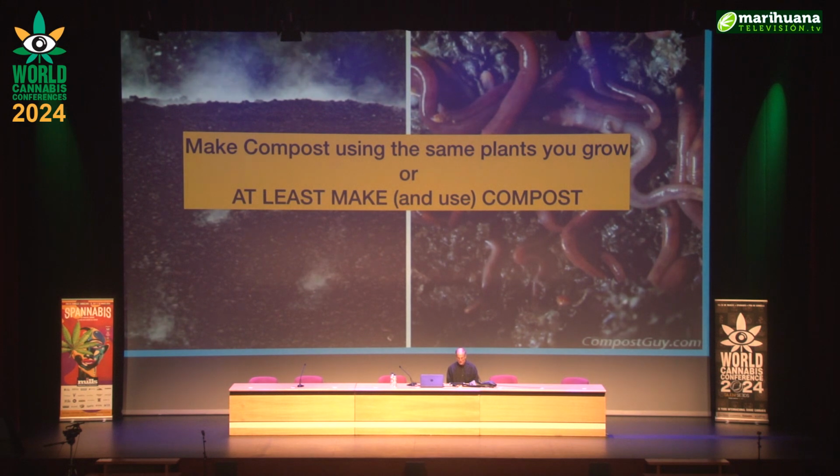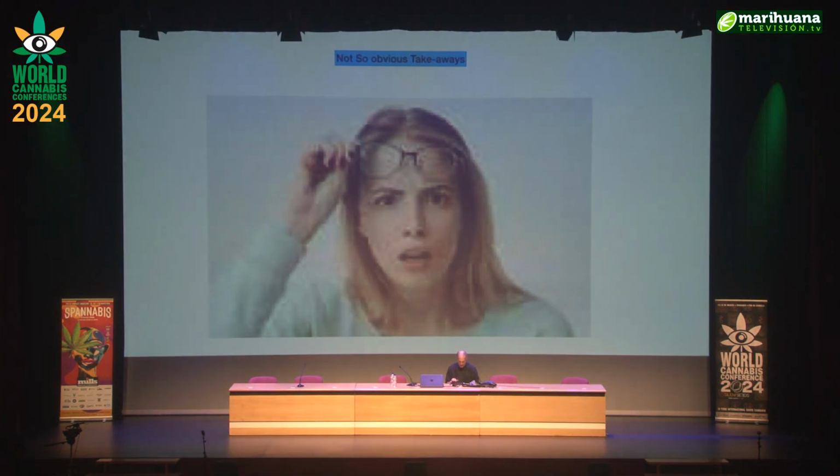It also helps to make compost using the same plant that you're going to grow. So if you've got a large cannabis grow, you want to take the excess cannabis parts and make compost out of that. And that's the compost that'll do the best job for your cannabis plants, which is pretty incredible.